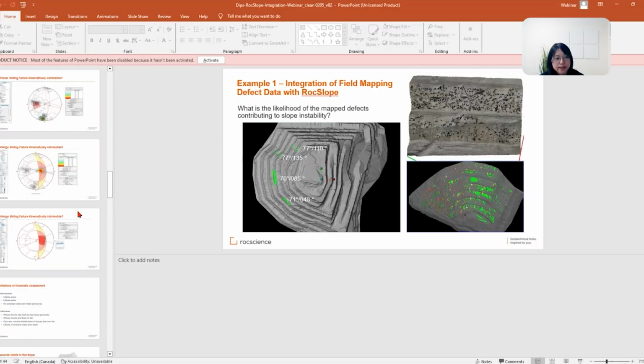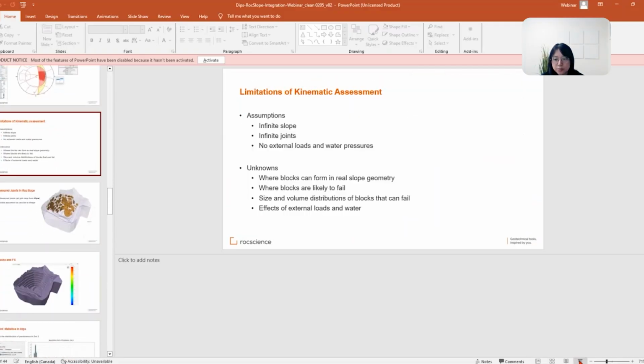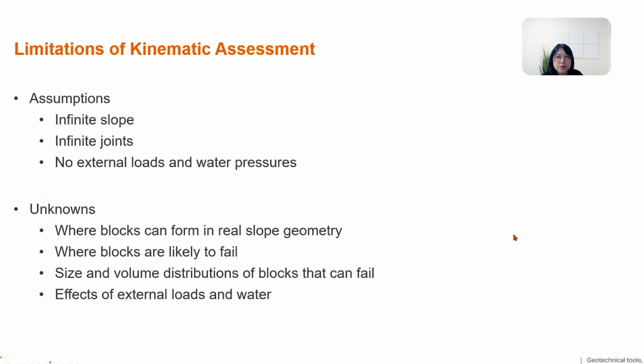Now, I would say that a kinematic assessment is really only a preliminary assessment because we have assumptions of infinite slope, infinite joints, no consideration for any external loadings or water pressures, which we know can have negative effects on our slope stability. So the unknowns at this point are where blocks can form in the real slope geometry and where the blocks are likely to fail. What are the size and volume distributions of the failing blocks? And if there are external loads and water pressures, what are their effects?